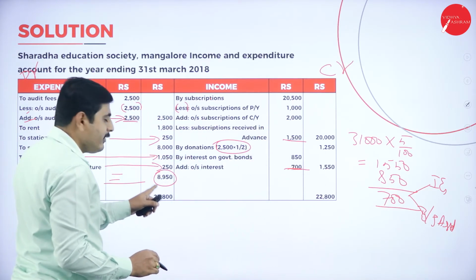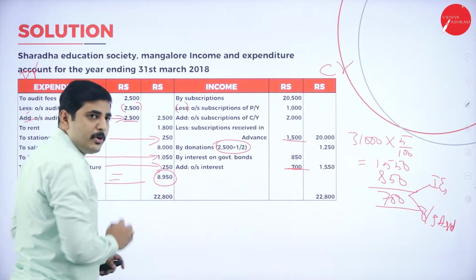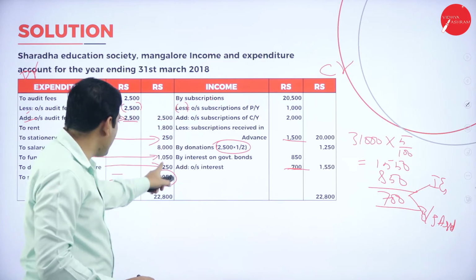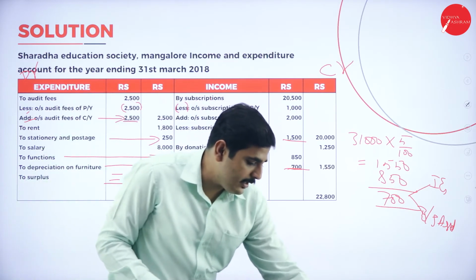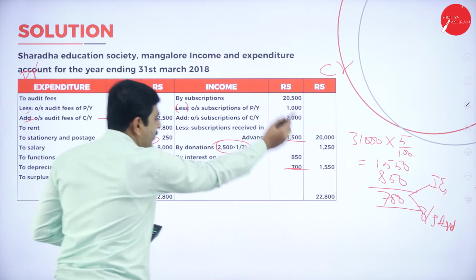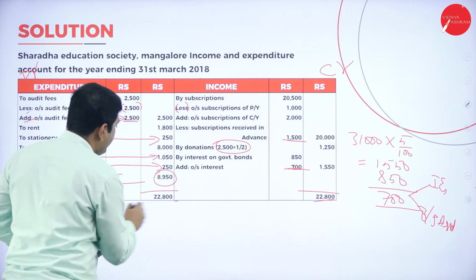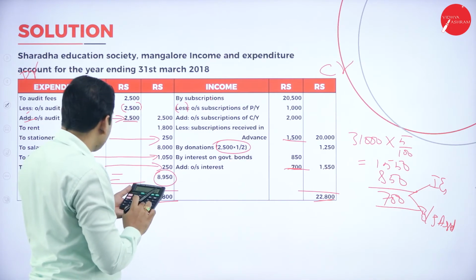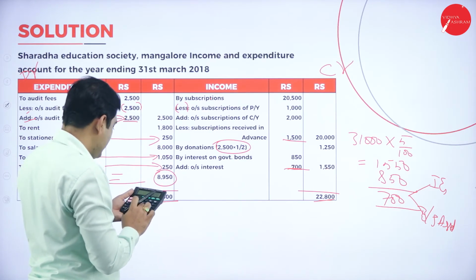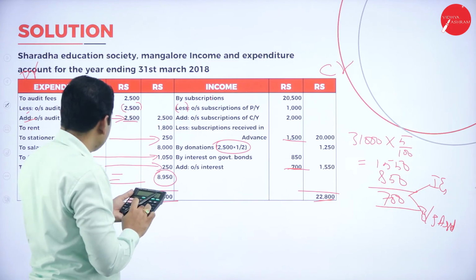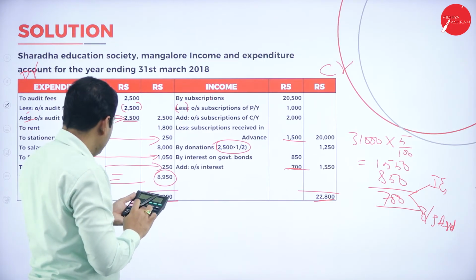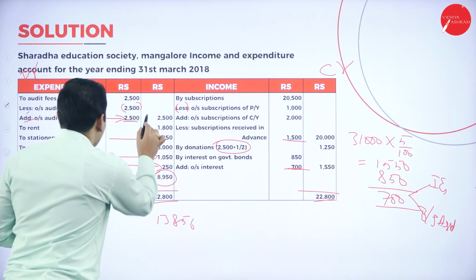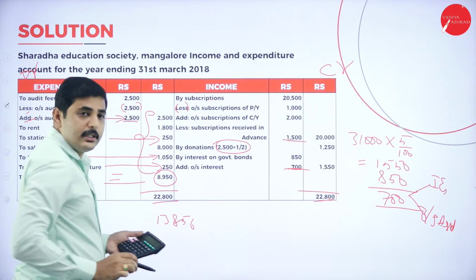If you add this, you will get a lesser amount. So what is the shortage amount? 8,050 is the shortage. This is the surplus, the difference between the actual. Let's add here. If you add all the amounts here, you'll get 22,800. Here if you add, how much will you get? 2,500 plus 1,800 plus 250 plus 8,000 plus 1,050 plus 250. So we'll get 13,850. If I add all the amounts here, I will get 13,850.